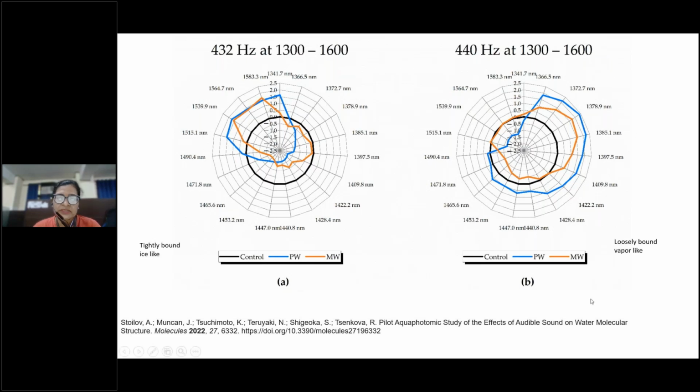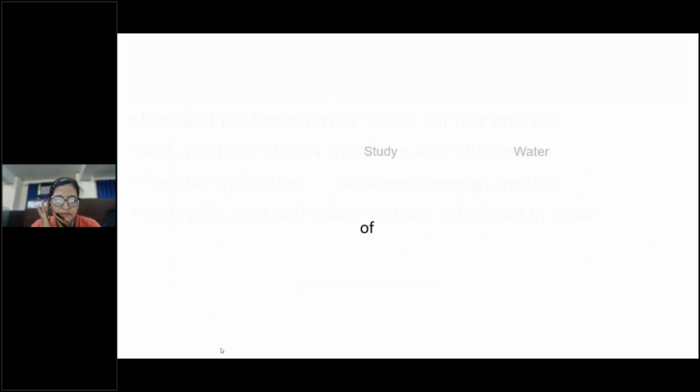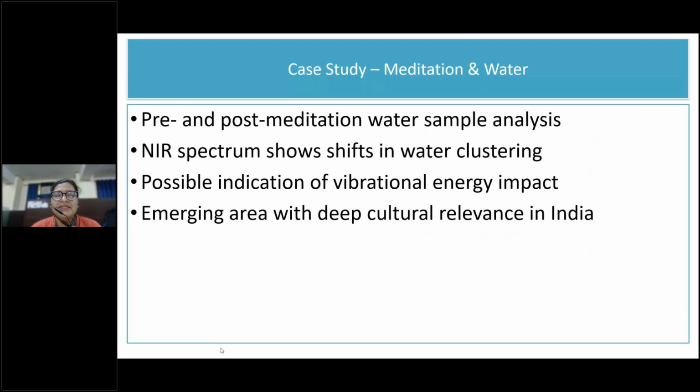So this was research done by Professor Enkova and team, the effect of audible sound on water molecular structures, and it was published in Molecules in 2022. So from food, it started with physics, chemistry, and statistics applied on food, now applied on sound, healing, vibration. Let's check another, meditation. There was an analysis done with pre and post meditation water sample analysis.